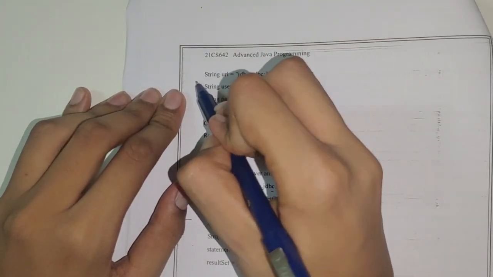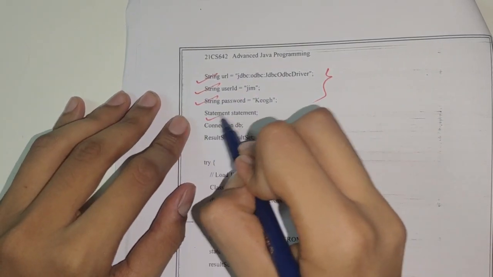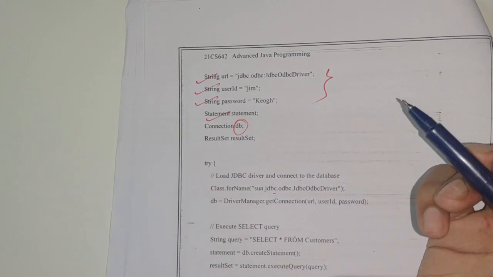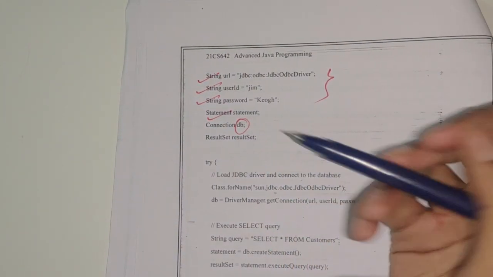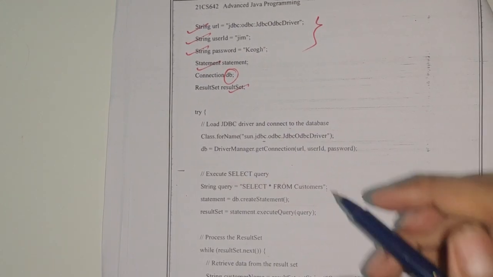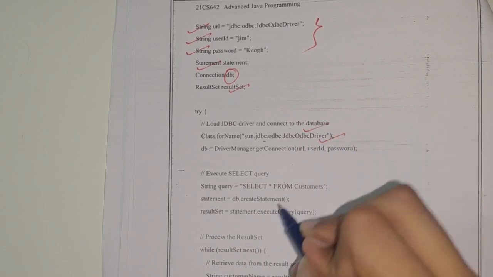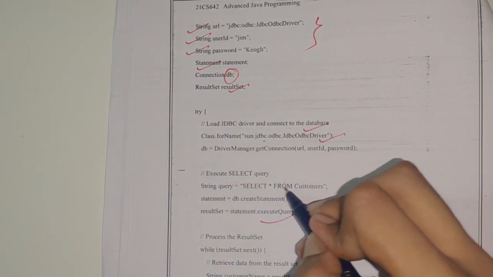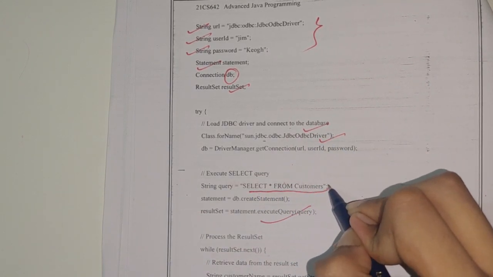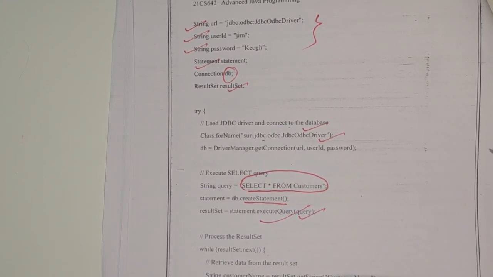Yes, so as usual, first URL, user ID, password passed. Okay, a statement you have created, connection DB for establishing the connection link, also a result set for storing the result. Class.forName is nothing but for loading the JDBC driver and connecting to the database. You are executing a query, where you just want to select from the customer table. You create one statement and then you execute one query there.